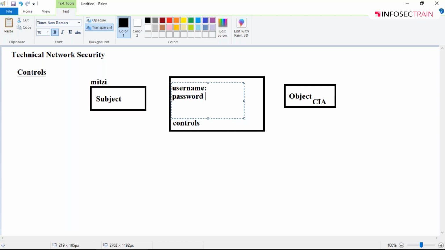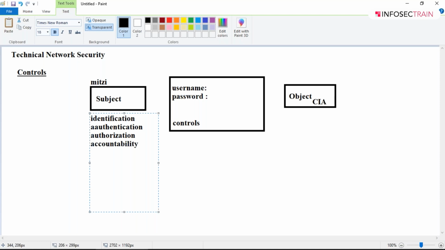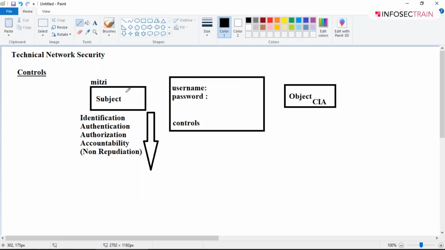Whenever we talk about identity and access management, you will be providing the following things to that platform: identification, authentication, authorization, and accountability, which is provided by your normal activity logs. So we have identification, authentication, authorization, and accountability.